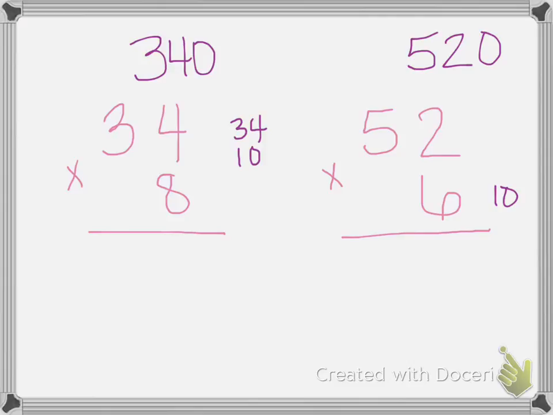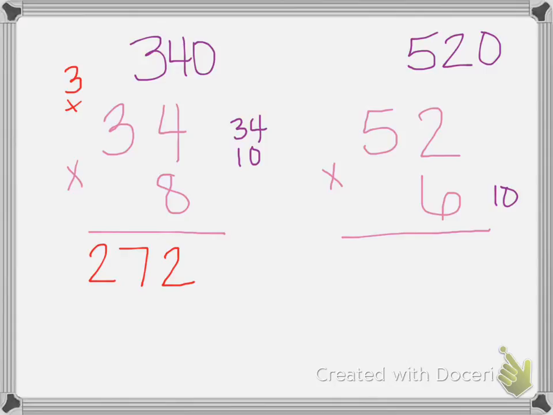Now to actually solve, I start with my ones. 8 times 4 is 32. Put my 2 down, carry my 3. 8 times 3 is 24. 24 plus 3 is 27. So my answer is 272.